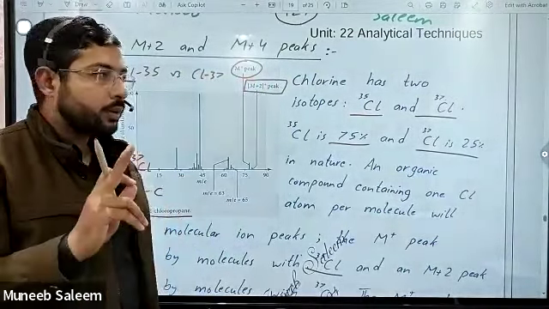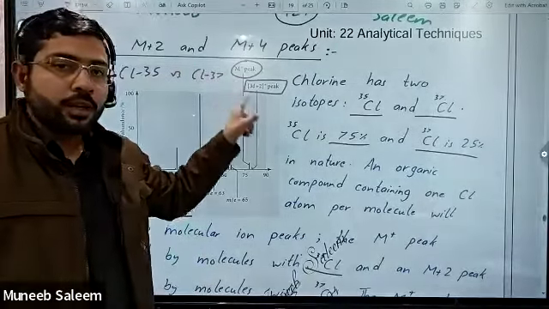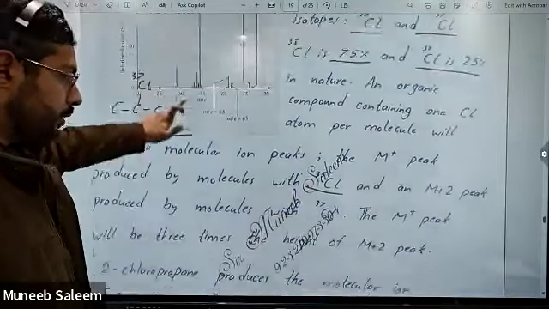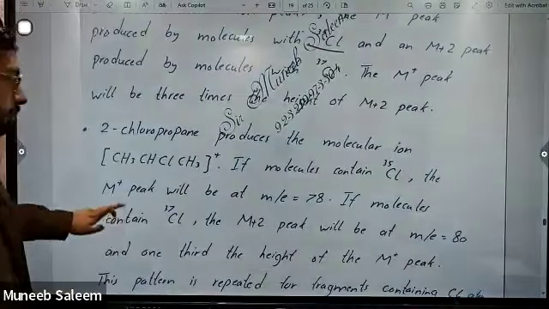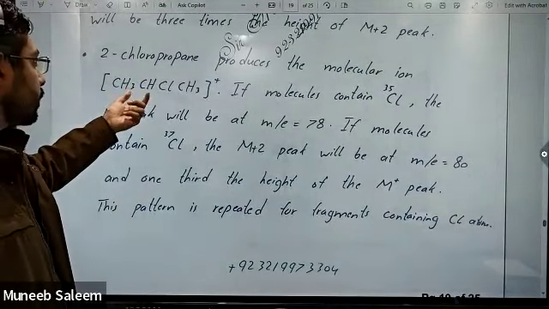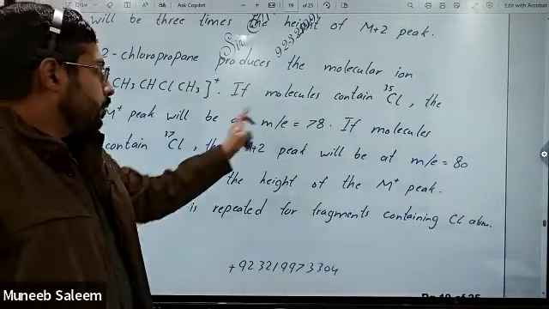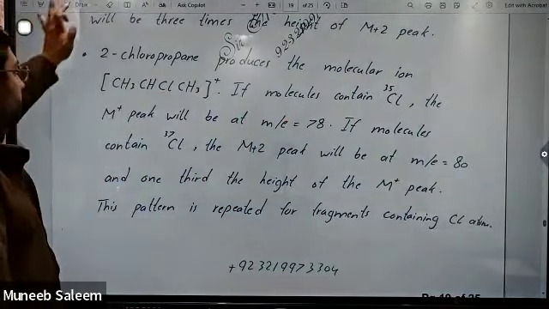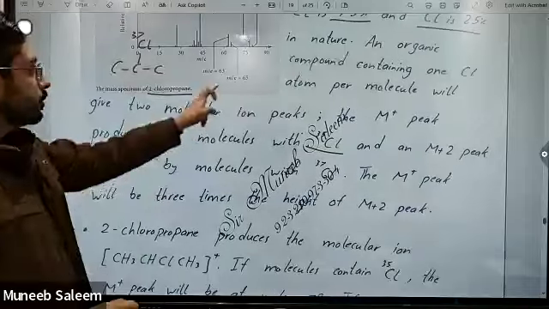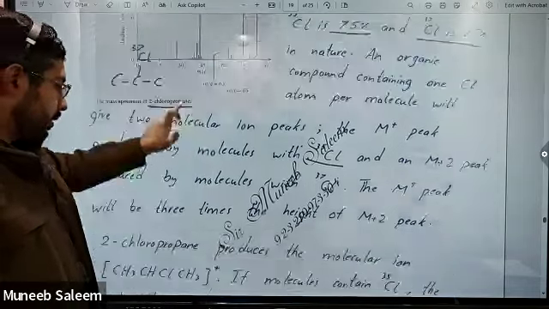So M plus 2 peak is provided by chlorine 37, when in the molecule we have only one chlorine atom, and that only chlorine atom is an isotope of 37. That will produce a peak at M plus 2. So that's how we say M plus 2 peak is present there. So here's the formula of the 2-chloropropane in the cationic form. If molecules contain chlorine 35, the M plus peak will be at 78. So you can see from this mass spectrum, the value at 78 belonging to the chlorine 35.